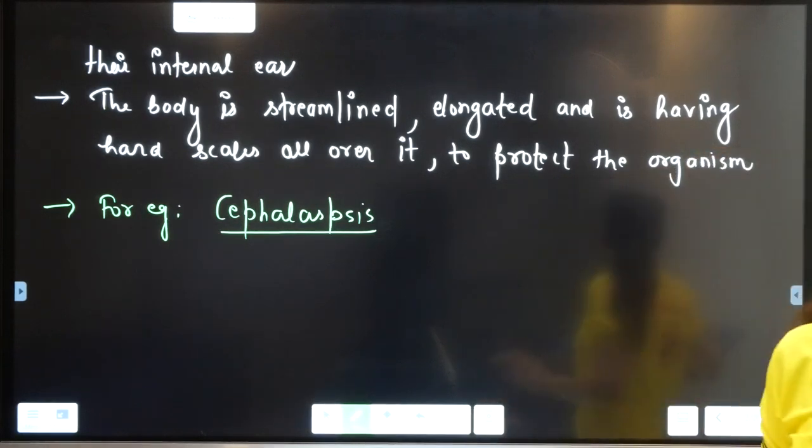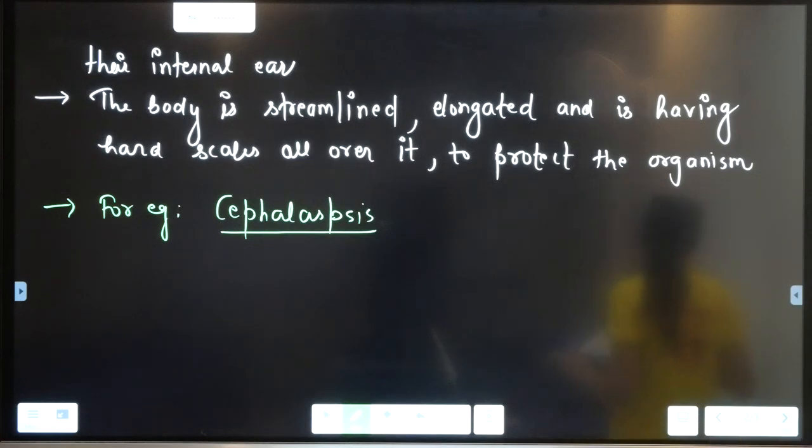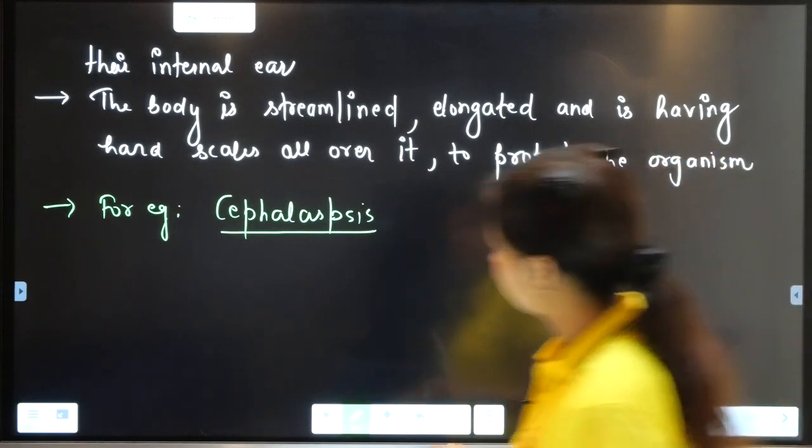Now make the next one, and write down the heading cyclostomata. On the next page, write down class second.